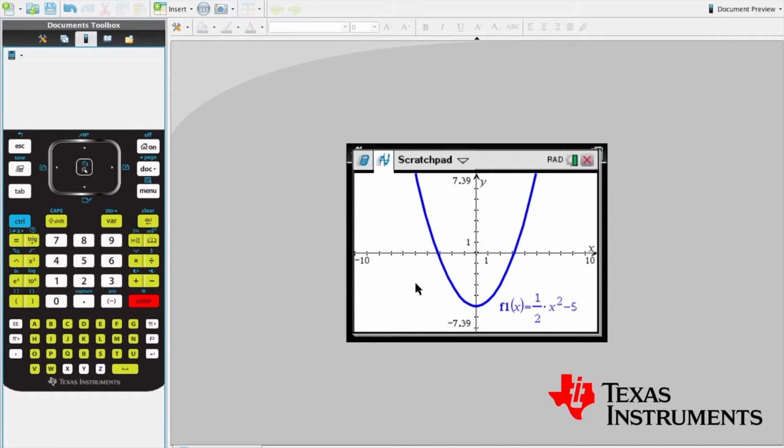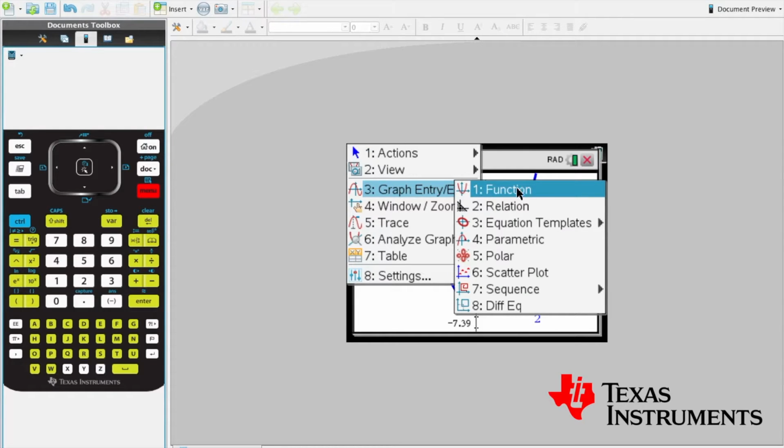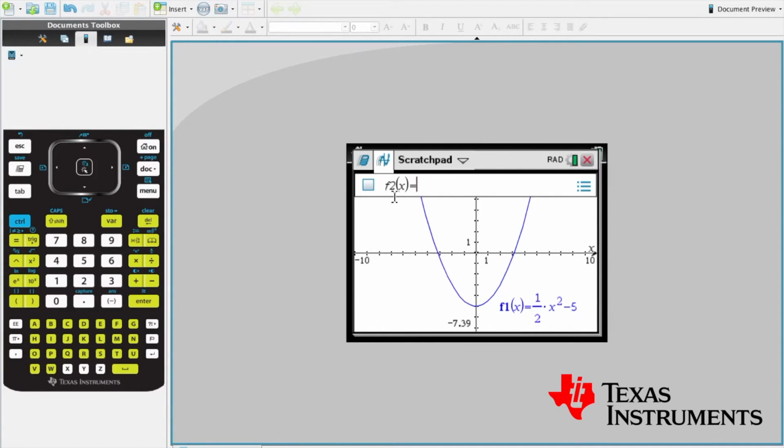And then we'll go ahead and add the second function by going to menu, and then under graph entry we'll go to one function, so that gives us another prompt. Notice it says f2(x). Now we'll input the second equation. Once again, we need to solve for y to input it, so we'll input it as 3x minus 9, and then we'll hit enter. And that shows us our second graph.